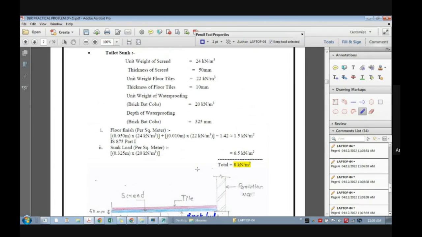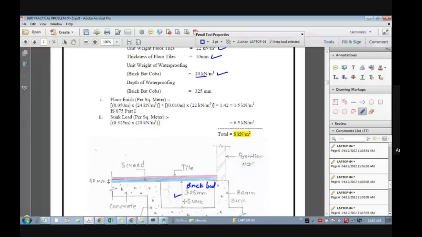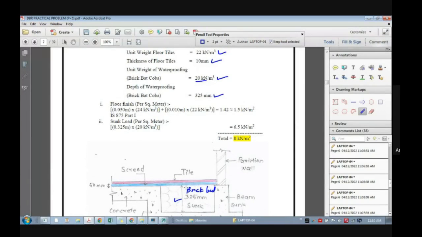Now look at this. Unit weight of screed, 24. Thickness of screed, 50. Unit weight of tiles, 22. Thickness of tile, 10. Similar to the previous case. Unit weight of waterproofing, which is brick bat, you can take directly as 20. Thickness of sunk or waterproofing is 325 mm. It depends on the project. You should consult with the architects regarding this sunk. Then how to calculate the load? Sunk load will be 0.325 into the density of the brickwork, and the finish we already know.